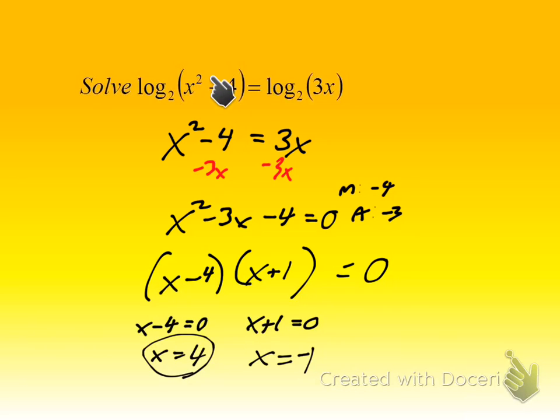Let's check negative 1 next. What's negative 1 times negative 1? 1. What's 1 minus 4? Negative 3. Okay, we plug negative 1 in on this side. What's 3 times negative 1? Negative 3. Are we good?